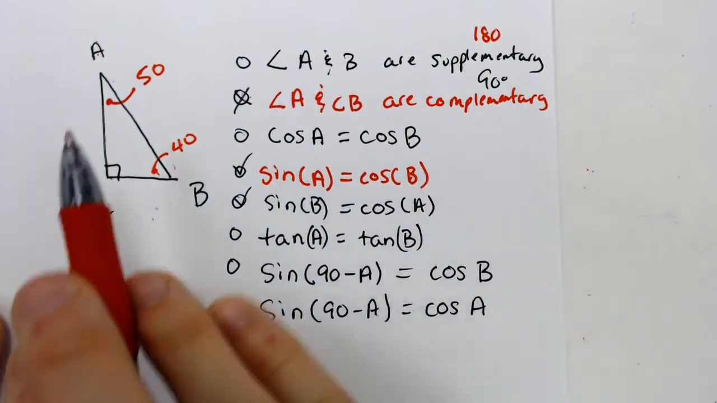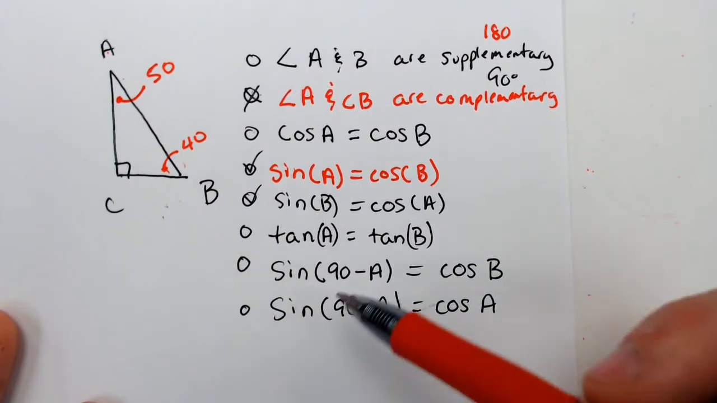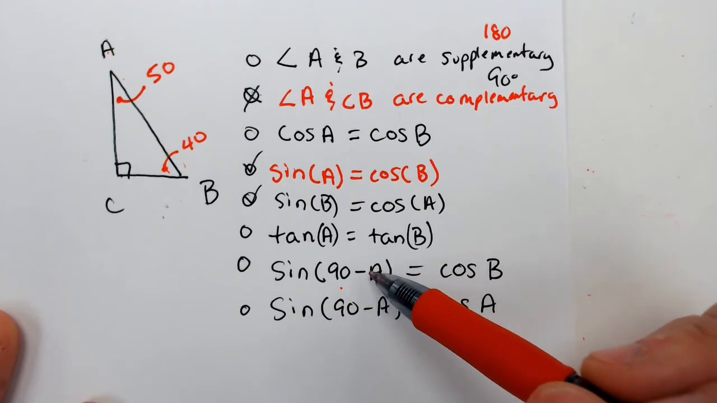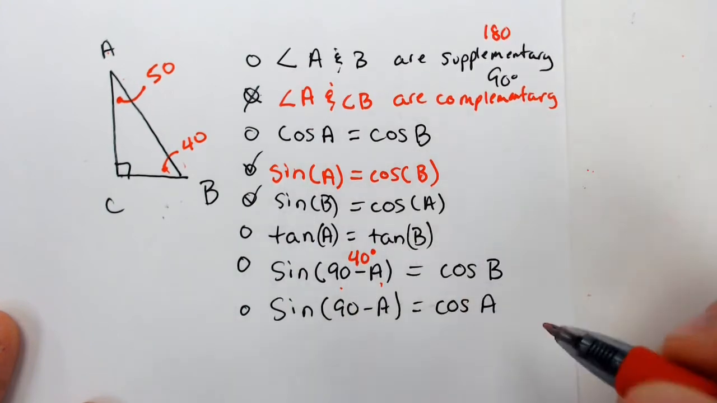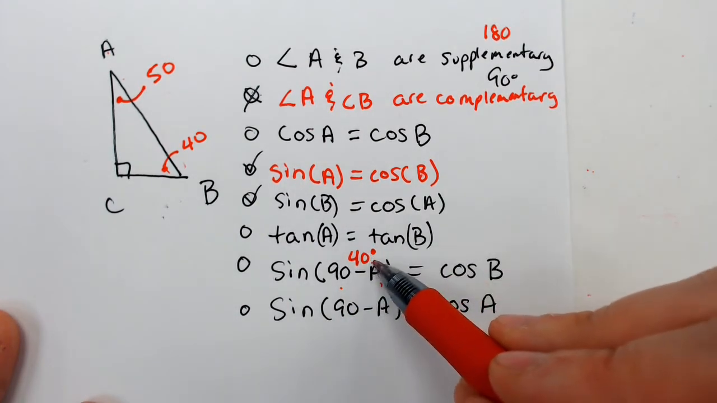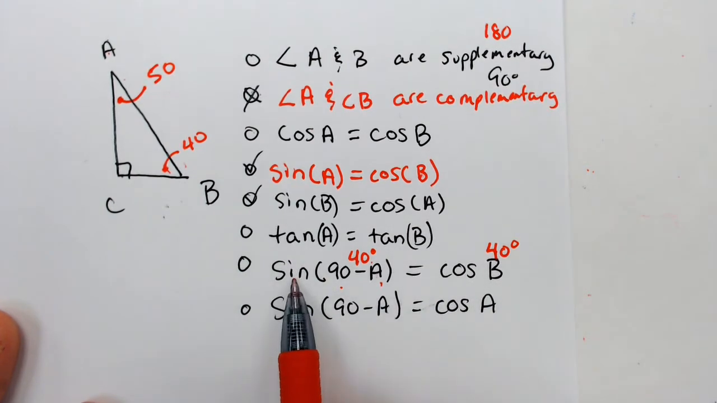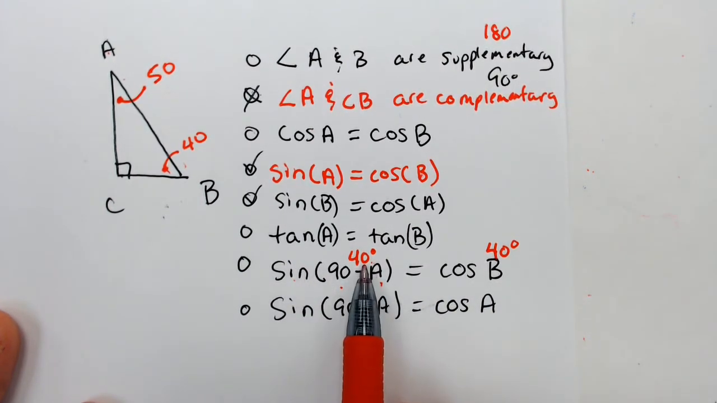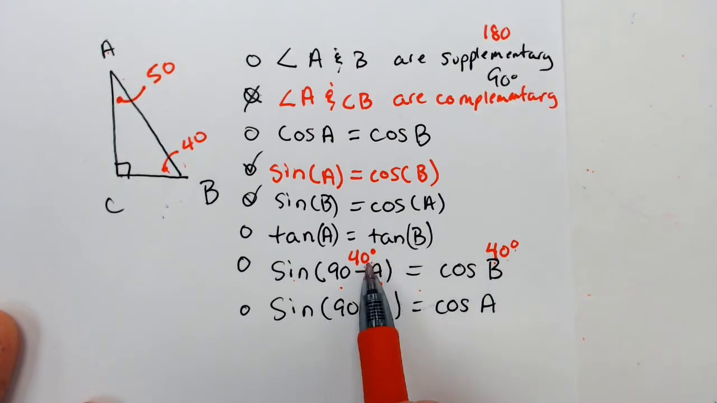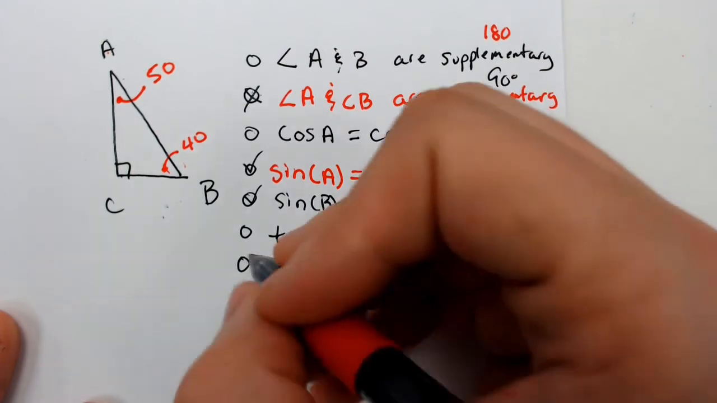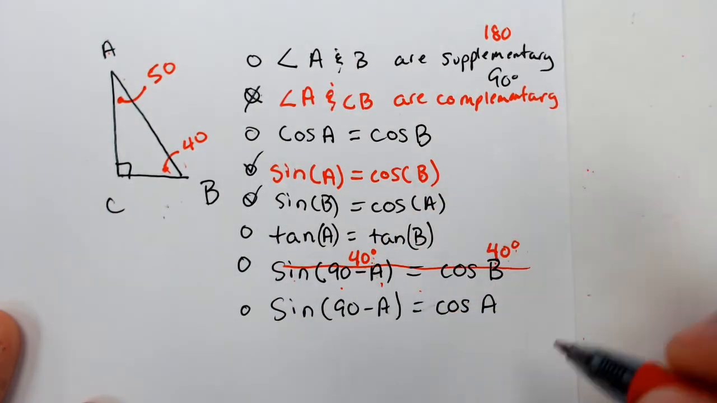Well, how did we get that? We took 90 minus 50 to get 40. Okay? So let's do 90 minus A. A is 50. That would mean that we would have sine of 40 degrees. Is sine of 40 degrees equal to cos of B? Well, cos of B is 40 degrees. Will sine of 40 degrees equal cosine of 40 degrees? Did we switch the angle? No. They're both 40. So this would not work. Nope. Not going to happen.